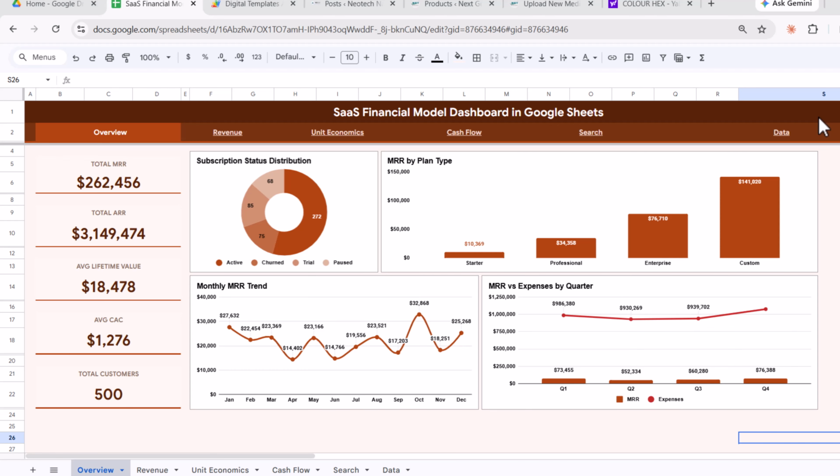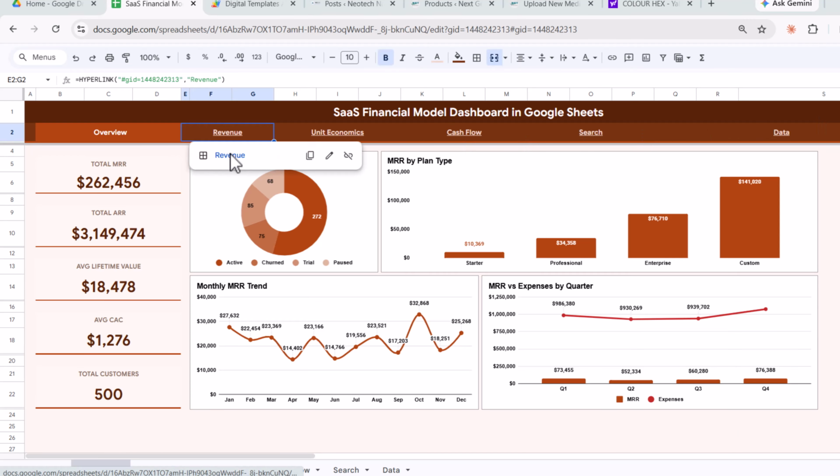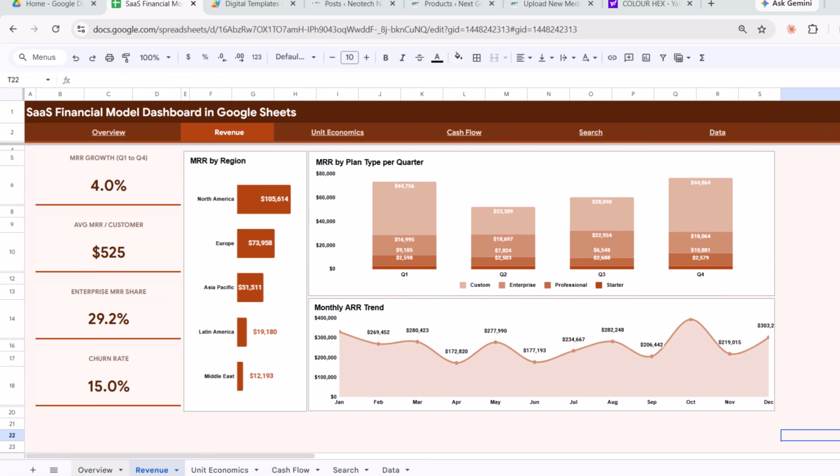At the bottom, the monthly MRR trend tracks how your monthly recurring revenue has moved throughout the year. And beside it, MRR versus expenses by quarter helps you compare revenue against costs over each quarter. Now let's move to the revenue page. Here we focus on the revenue side of the business.